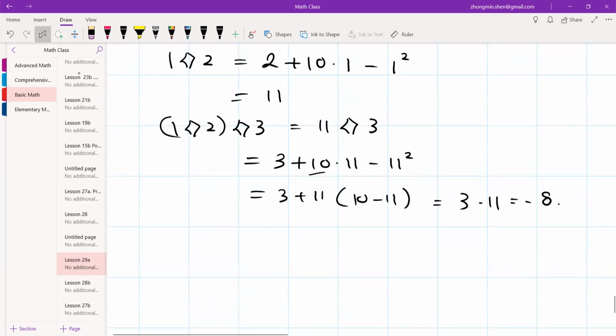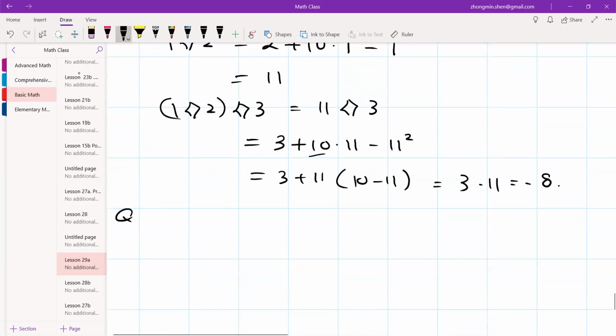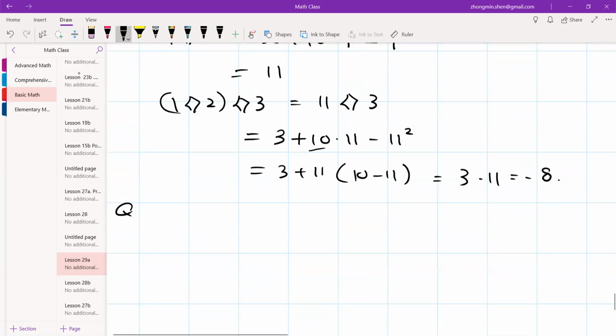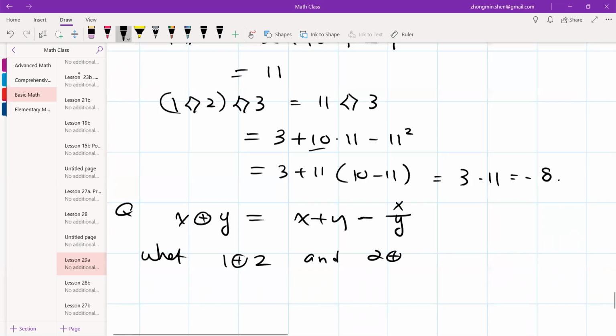Yes or no? Yeah, let's do one more problem. Here we define the following operation. So x circle plus y is going to be x plus y minus x over y. Oh, this is easy. And then what is 1 circle plus 2 and 2 circle plus 1?